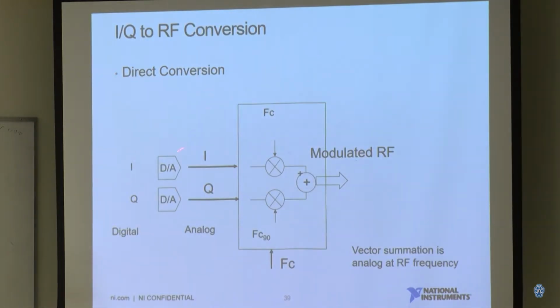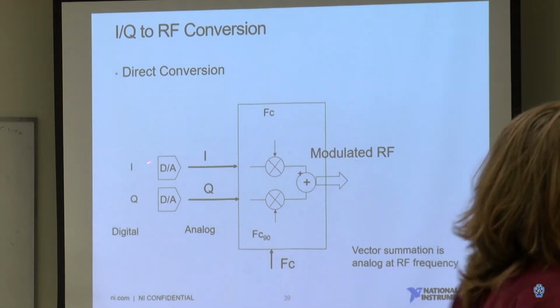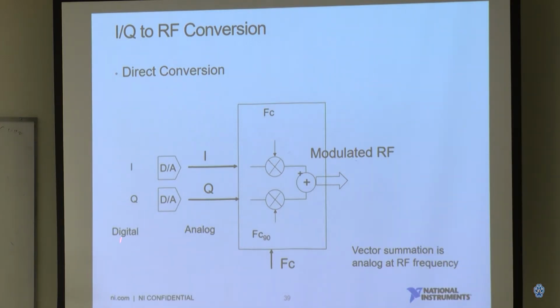So here's the example. We have the original I and Q digital signal. We do the D to A conversion, changing the digital to analog. With the analog signal, we go through the mixing. We can up convert to some modulator IF frequency. So this is the first step. We start from I and Q and do the IF conversion.